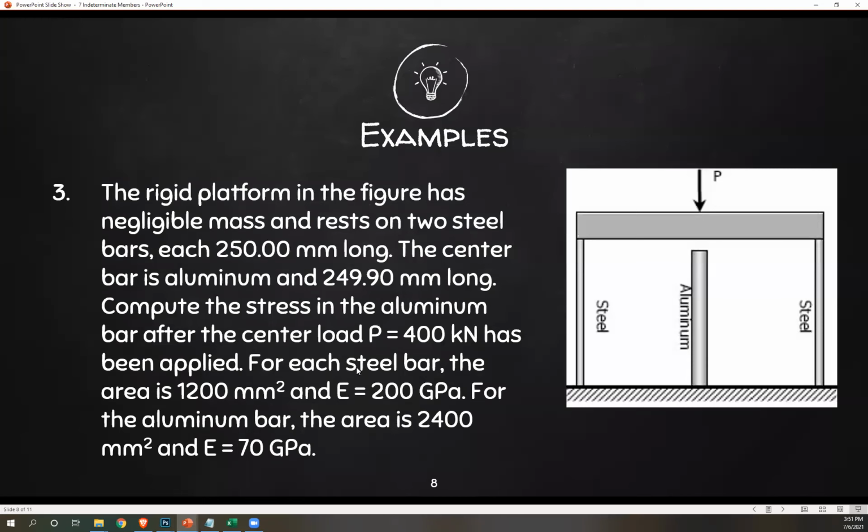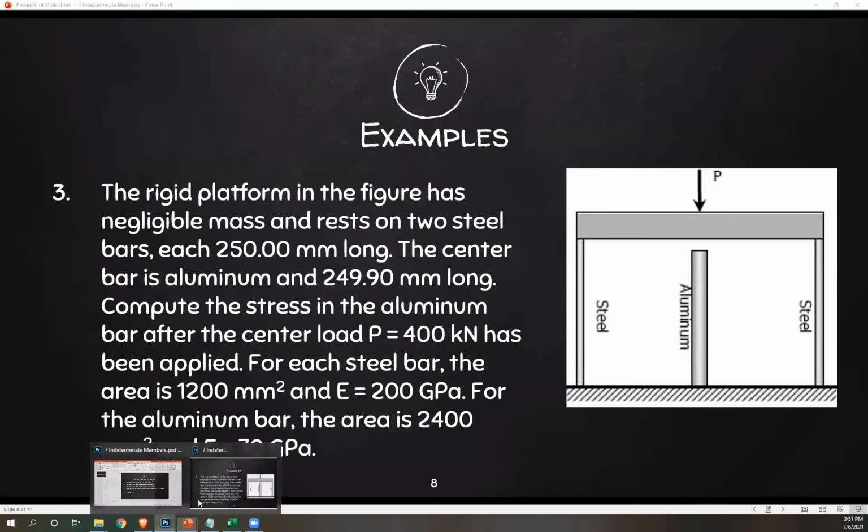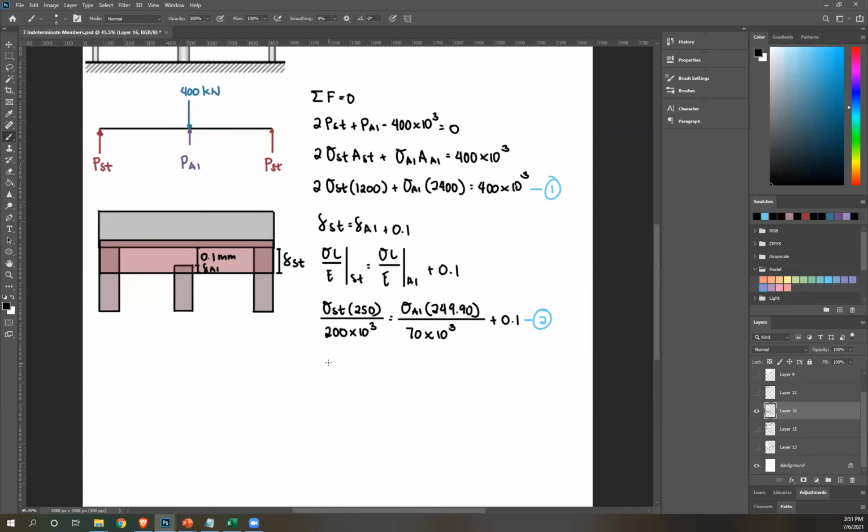We can solve for what's being asked. And the only thing being asked is stress in aluminum bar. So you only need sigma AL. Please solve what's sigma AL. Correct, it's 22.48. Correct, Beatrice and Trinity.